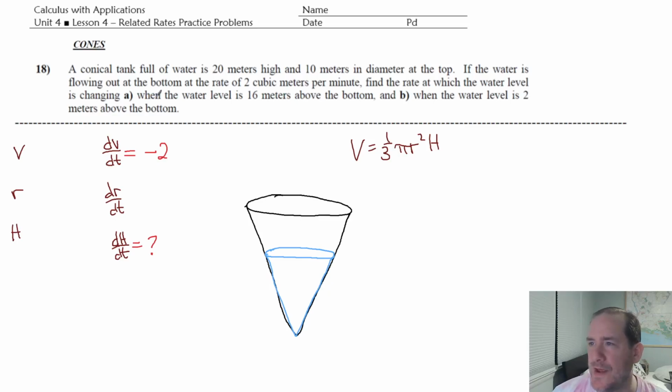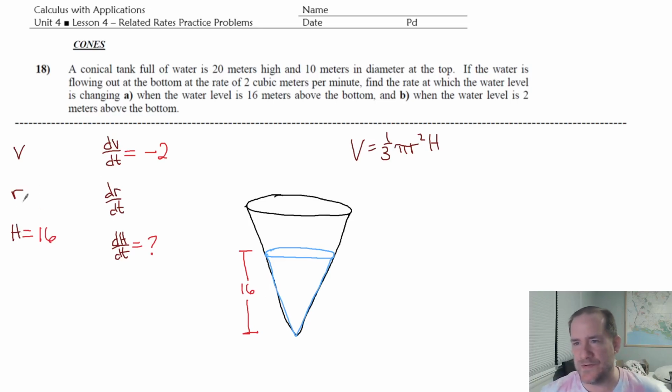It also says when the water level is 16 meters above the bottom. So that now is actually a measure of the height of the water. The 16 is the number we actually care about. So that's h equals 16. As I look at this, I can see that r is still missing, dr/dt is still missing, V is still missing. The 20 and the 10 have nothing to do with the problem. This 2 is only useful for part B. So there's all sorts of mess going on here.